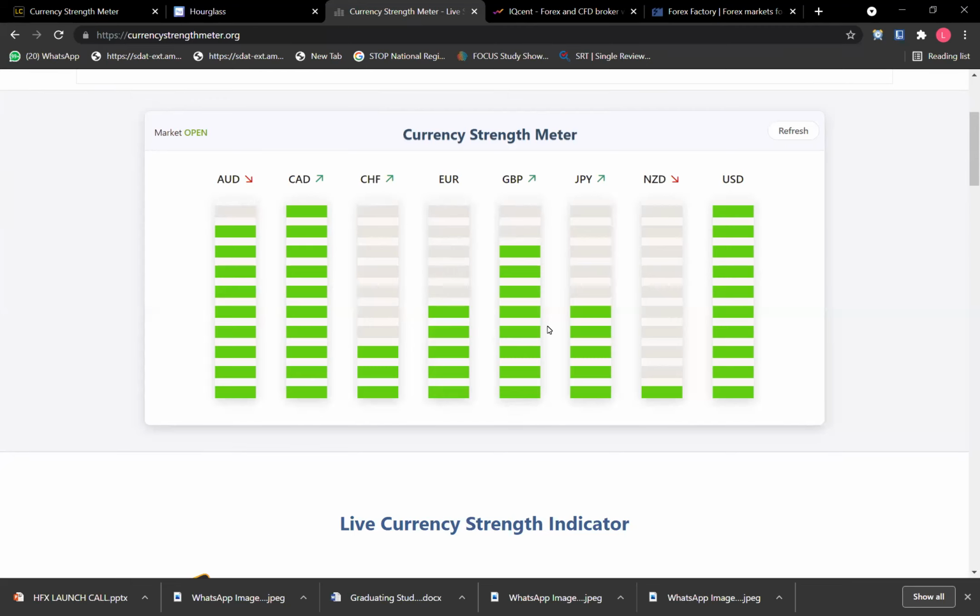Now I want you to take these currency bars as their strength. USD has a full bar right now, which means USD is very strong. NZD has only one bar, which means NZD is weak. Now I want you to take these things literally.